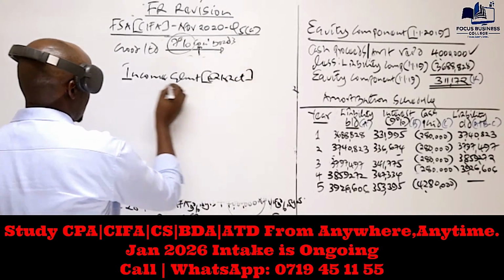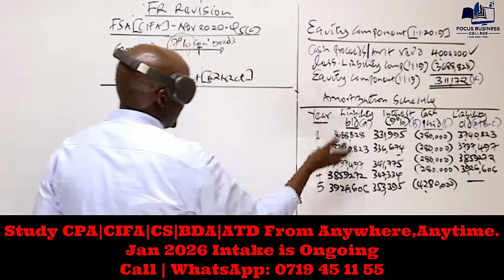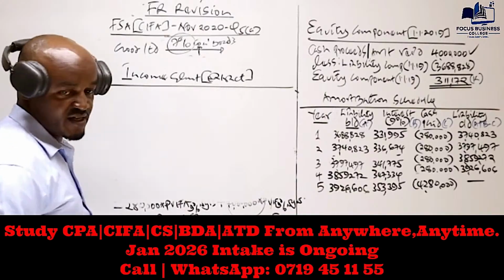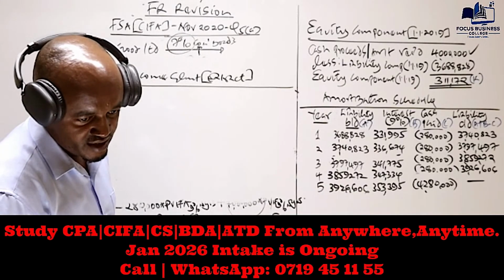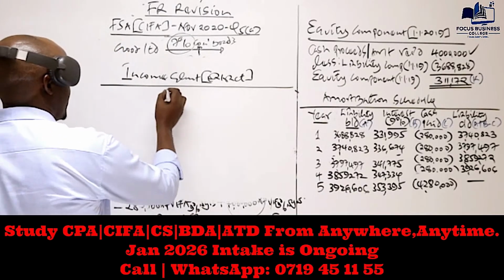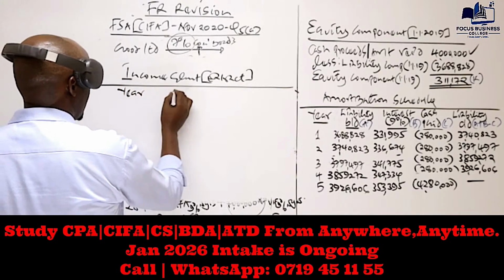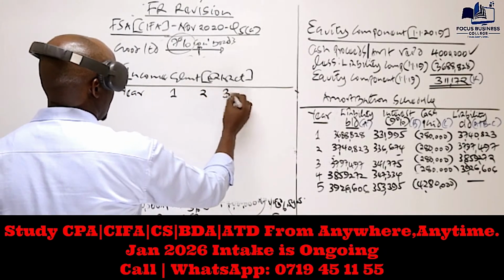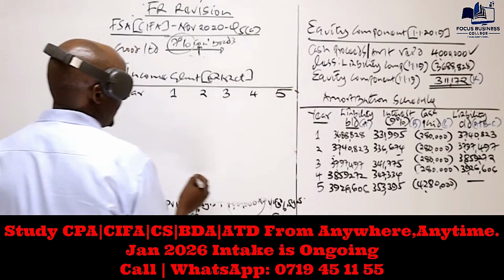income statement extract. And actually, we will prepare this for 5 years. You can have the specific dates when each year was ending, but I think it's no problem. You can't be penalized for that. So let's have year 1, year 2, year 3, year 4, year 5.